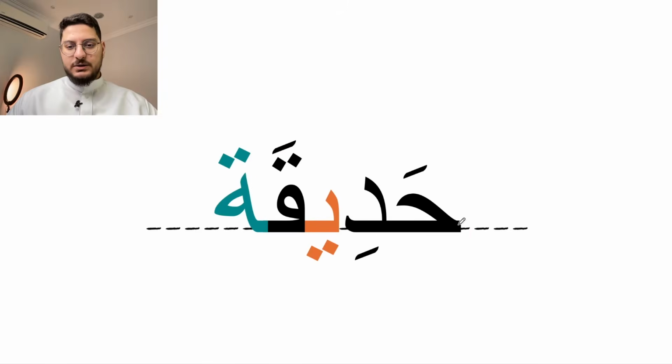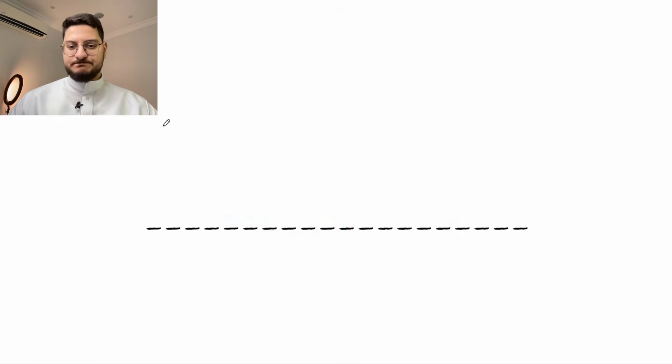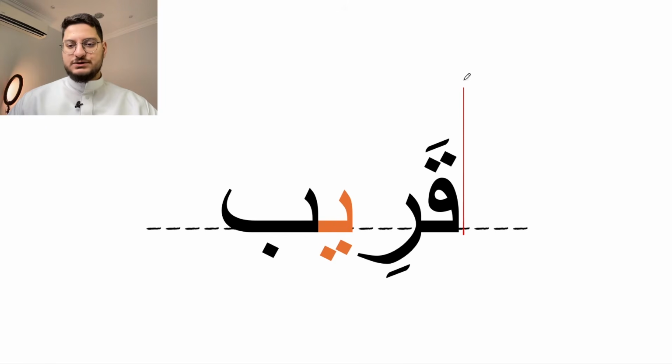Next one, I see three vowels, so we have three syllables. Let's split the word. The first syllable is now ha, and then di ga. Hadiga. Hadiga, which is a park. Next one, I see two syllables. So the first syllable is ga, and then reeb. Reeb. Garib. And garib means close.